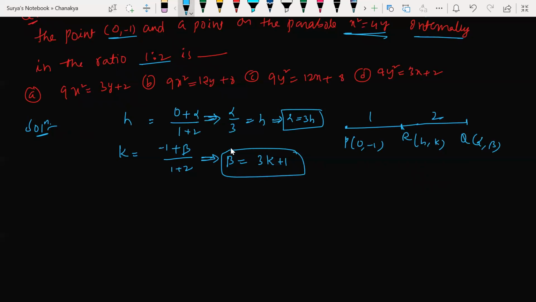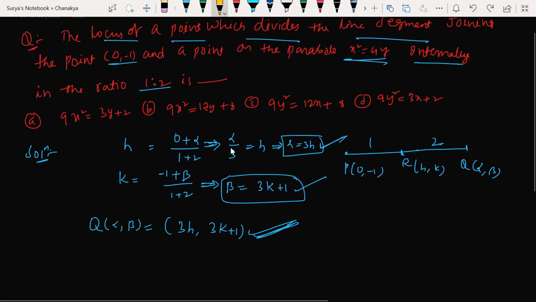Now what do I need here? I got h comma k values, and from that I got alpha and beta values. So Q (alpha, beta) is equal to (3h, 3k plus 1). This is a point on the line segment.